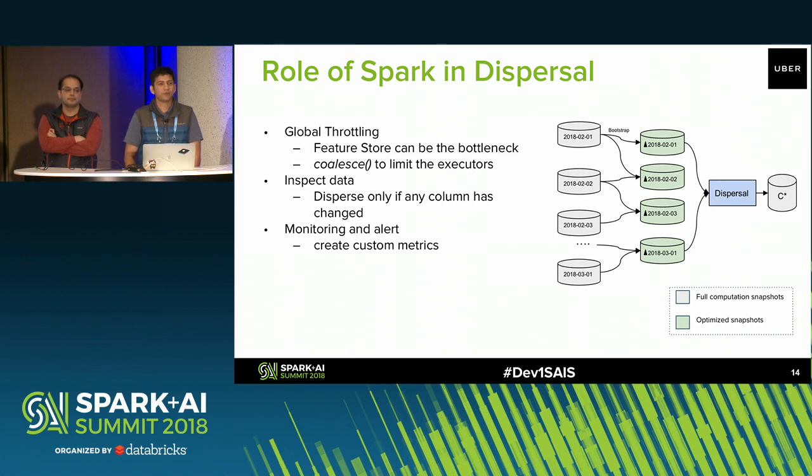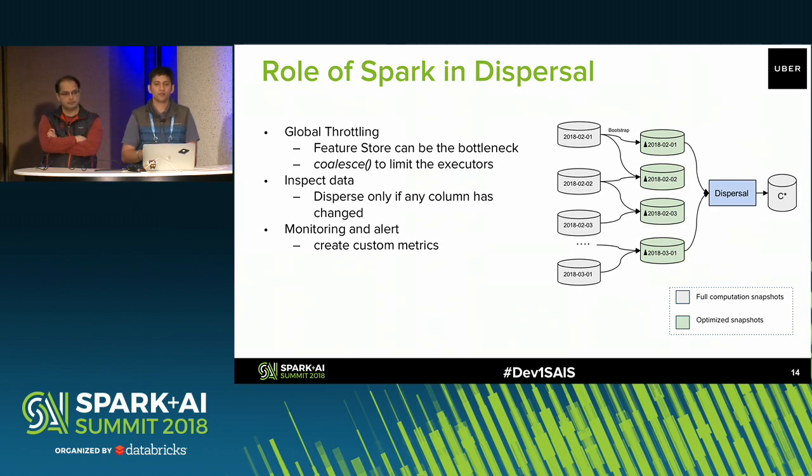Additionally, we have been able to write custom metrics and alerting after each of these optimization phases so that if any of the computations ever fail, the system can detect them much ahead of time before the real-time services try to act on bad data.